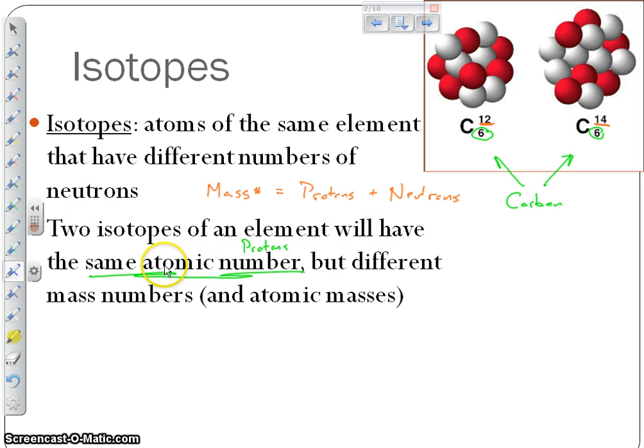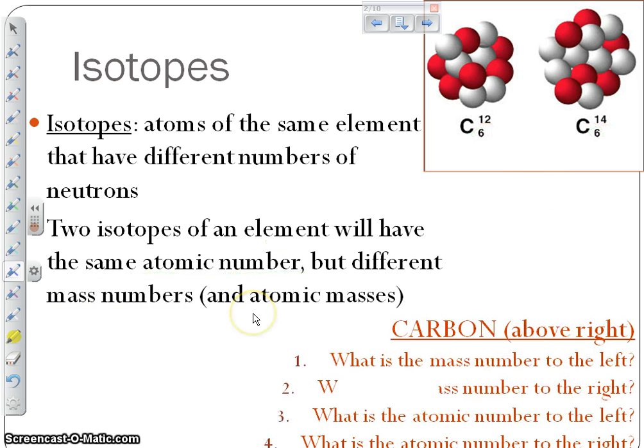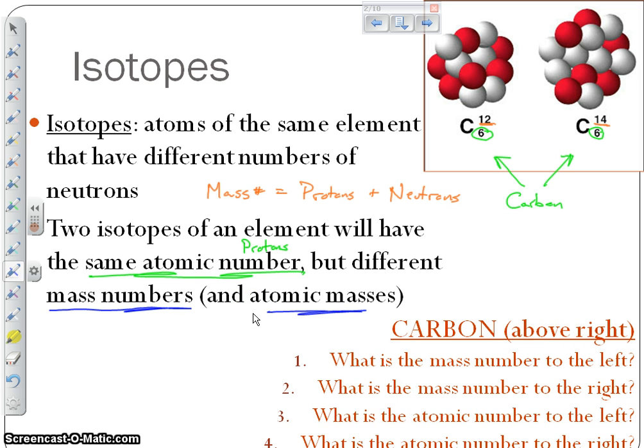Okay? And because we have isotopes, they will always have the same atomic number, but they're always going to have a different mass number, and the atomic masses. So when we look at the top right, obviously the carbon atom to the left has a mass number 12, mass number to the right is going to be 14. Atomic number to the left is 6, atomic number to the right is 6. So the atomic number is always the same, but the mass varies.